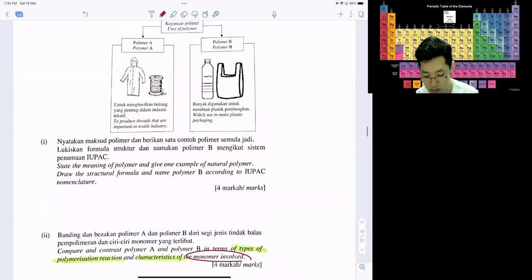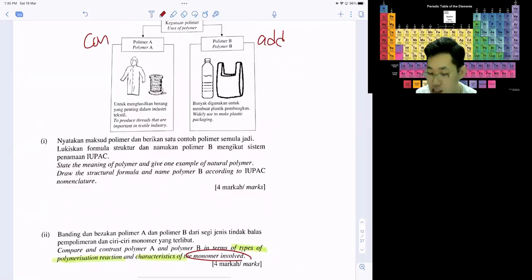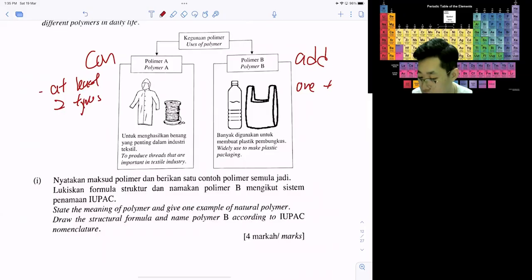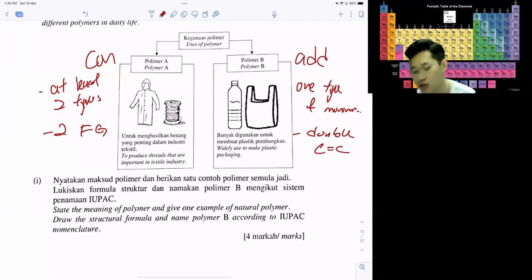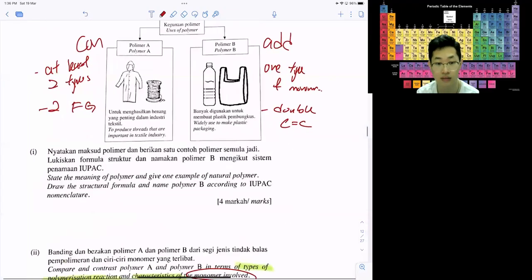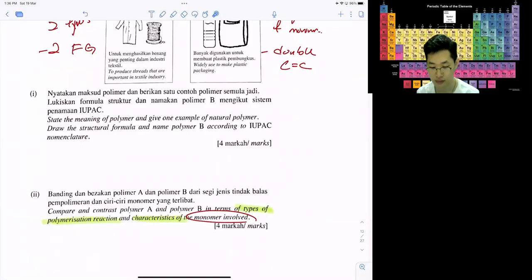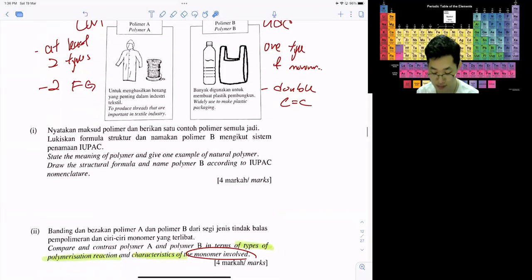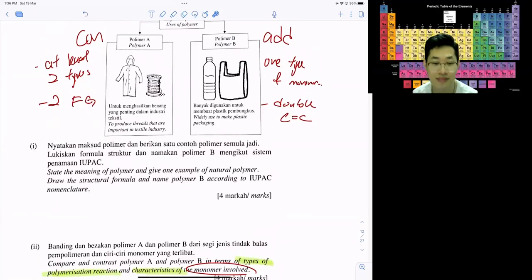So this one is condensation, this one is addition. This one has at least 2 types of monomer, this one is 1 type of monomer, with 2 different functional groups. This one has a double bond between carbon. Compare and contrast, characteristic of the monomer. Yeah, like that. Okay. Next.